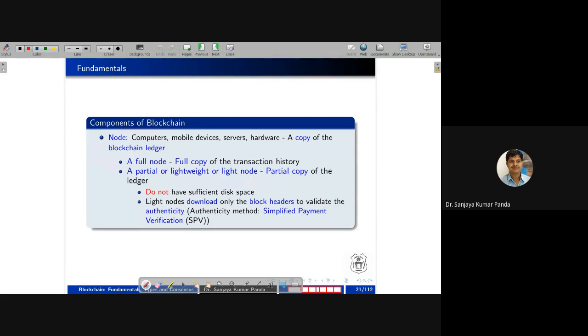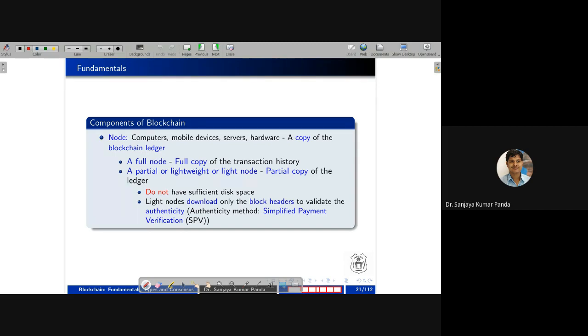That's why nodes are divided into two types. One is called a full node, and the other is called a partial node, or a lightweight node, or light node. A full node means you have the entire transaction history with you, because you have storage power and processing power, so you are able to keep a large amount of data. But if you have less processing power and you don't have sufficient disk space, in that case you can keep a partial copy of the ledger.